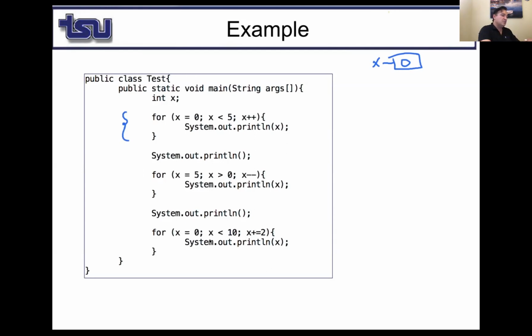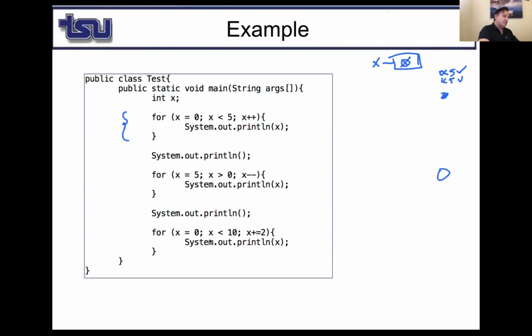Okay, so what is the condition? Condition is X less than 5. So let's check the condition, 0 less than 5. This is true. Then I'm going to go and execute this statement. So I'm going to print 0. Then I will increase X by 1 right there. So X becomes 1. Condition becomes 1 less than 5. This is also true.